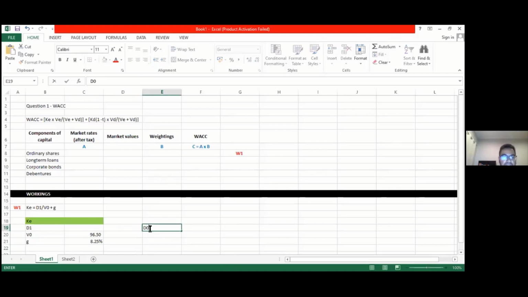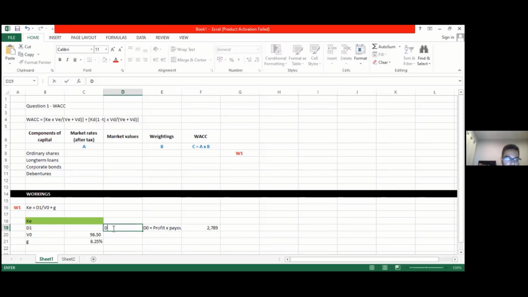So the current dividends, D naught, is equal to profit multiplied by payout ratio. Remember, profit after tax. Payout ratio. That is equal to 3151 multiplied by 9.25%. So that is my dividends now, my current dividends. But I don't want current dividends. I want dividends of next year.